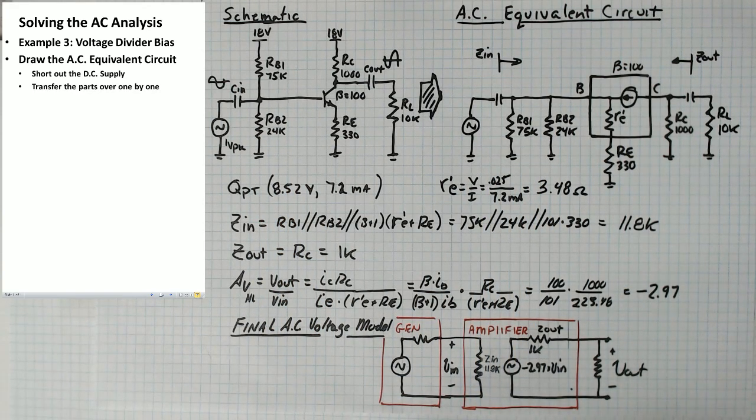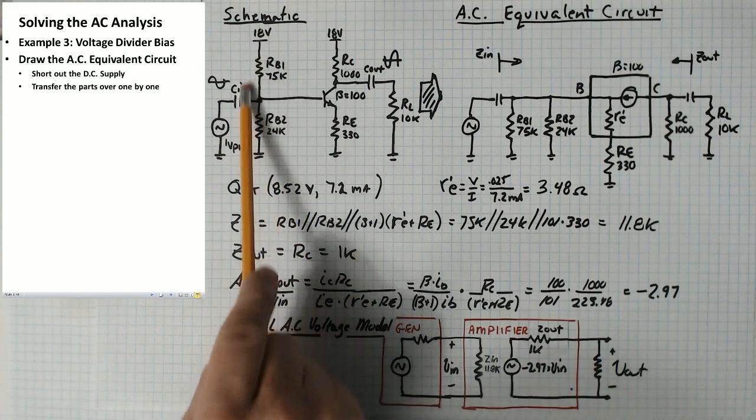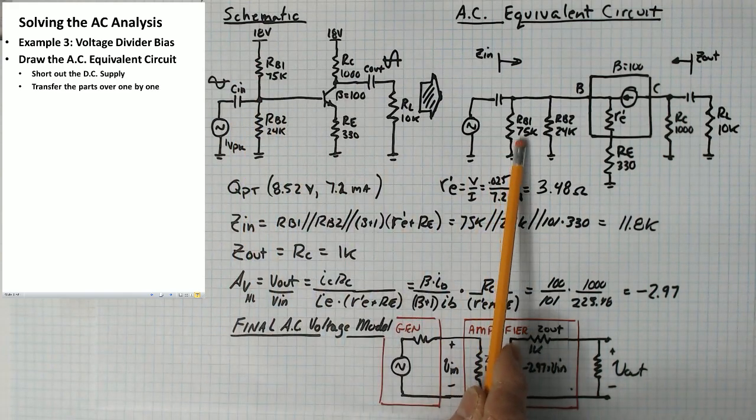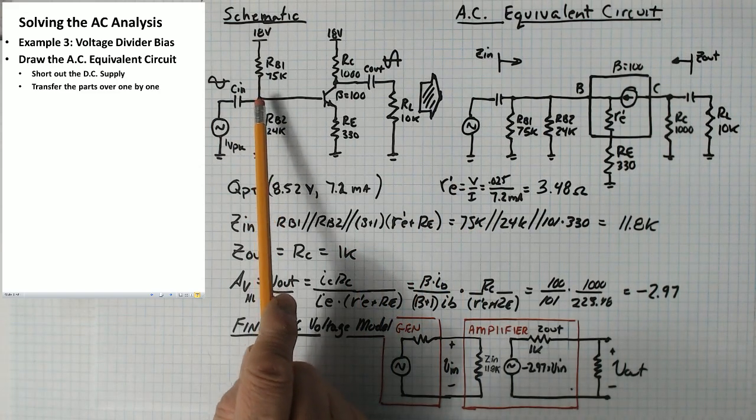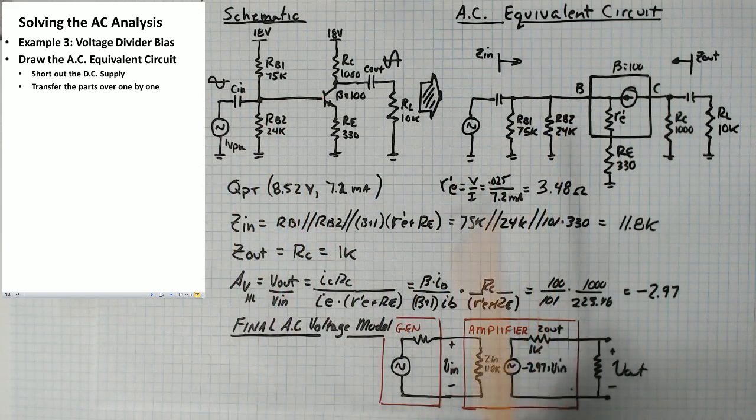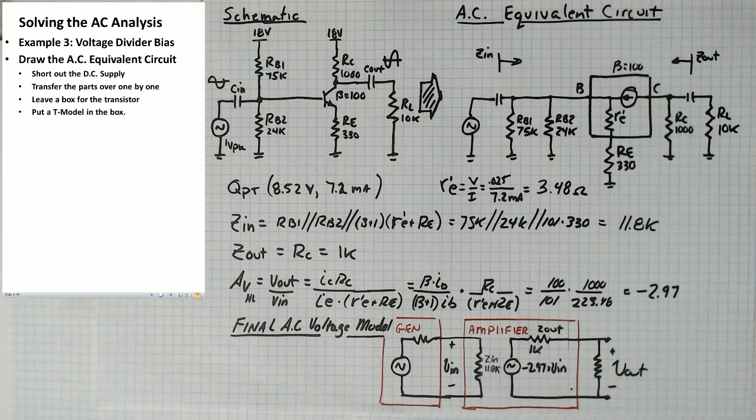Then you transfer the parts over one by one. So I would take this part and put it there between these 2 points. This one here between the base and ground. You transfer the points one by one. I usually leave the transistor for last, so I just leave an empty box for the transistor. And then when I get all the other parts, I put a T model in the box.